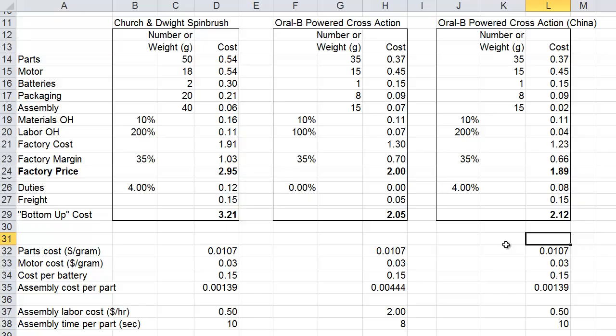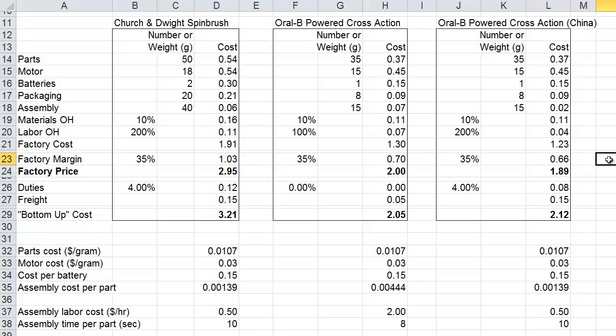And the reason for that is that the costs of duty and freight are actually a little bit greater than the savings in labor cost, which are only 4 cents here relative to the spin brush, and only 5 cents relative to the cross-action as assembled in Mexico. So because there's so little labor in the cross-action, the advantages of being in a low-wage economic environment are substantially diminished. And so actually, Procter & Gamble is quite rational by assembling this product in Mexico.